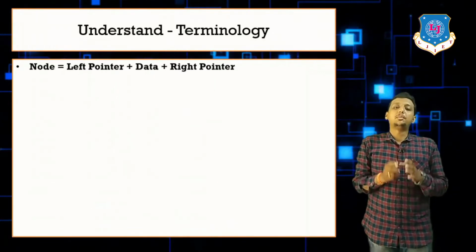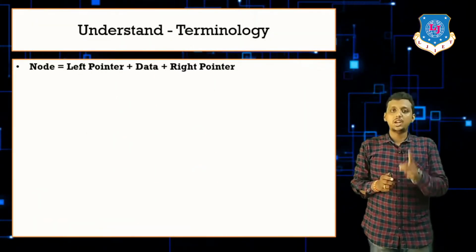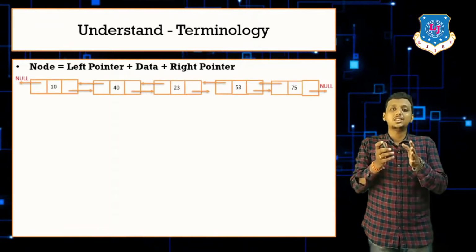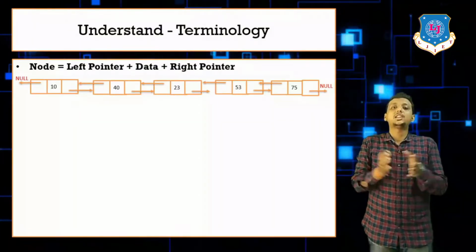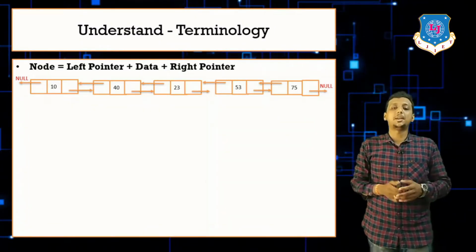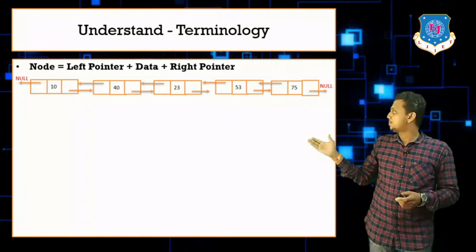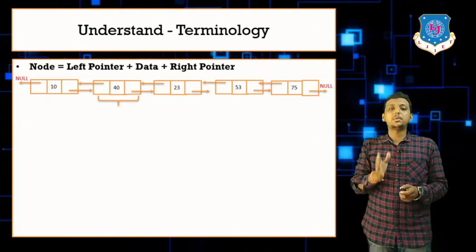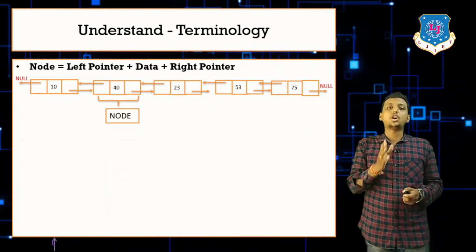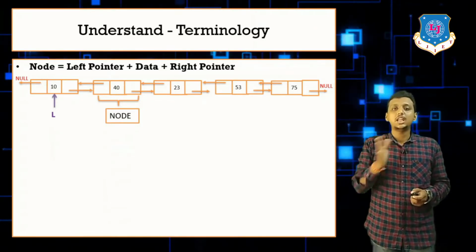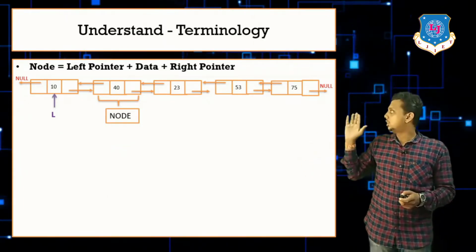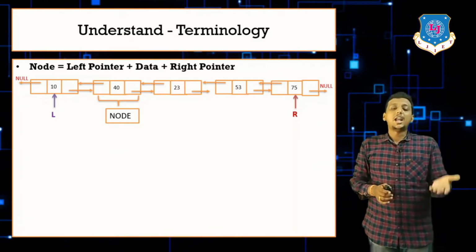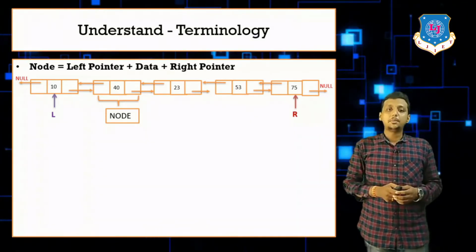As we know, a doubly linked list contains three things. One is data and the two different pointers. The data is known as the info, and the pointers are LPTR and RPTR. If we have this particular doubly linked list, then 40 is a node because it contains two things: 40 and two different pointers, one on the previous side, one on the next side. The previous side pointer is known as LPTR and the next side pointer is known as RPTR.